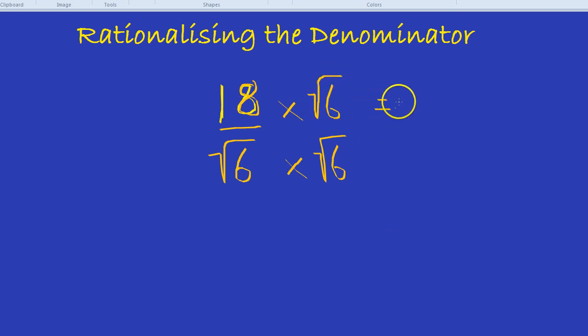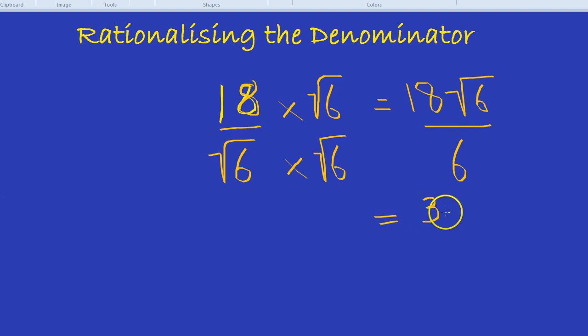What does the top become? 18 root 6. Not 18 times by 6 or anything else like that, just 18 root 6. And root 6 times root 6 is 6. This time we can actually simplify this. 18 divided by 6 is 3. So this becomes 3 root 6. Sometimes in the exam they'll ask you to rationalise and simplify a fraction. And there we are, we've done it.